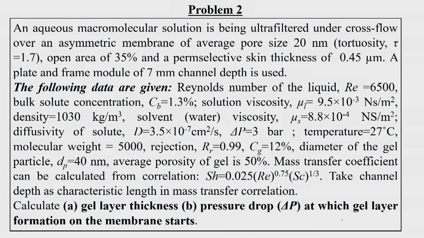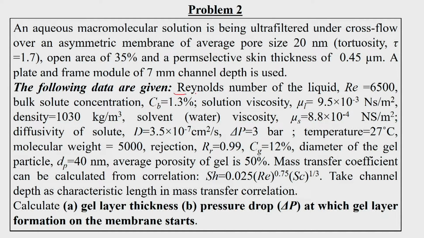The problem is like this: an aqueous macromolecular solution is being ultrafiltered under cross flow over an asymmetric membrane of average pore size of 20 nanometer, tortuosity value of 1.7, an open area of 35% and a permselective skin thickness of 0.45 micron. So, a plate and frame module of 7 millimeter channel depth is used. The following data are given for solving this problem.